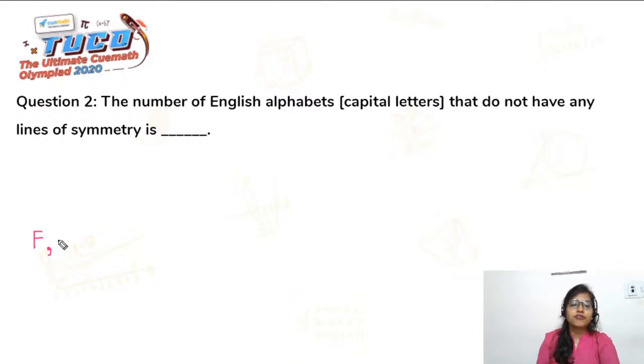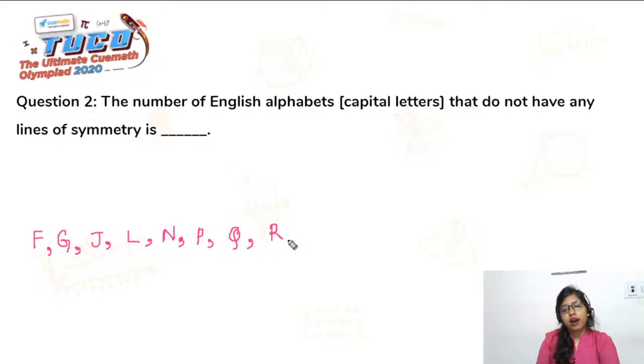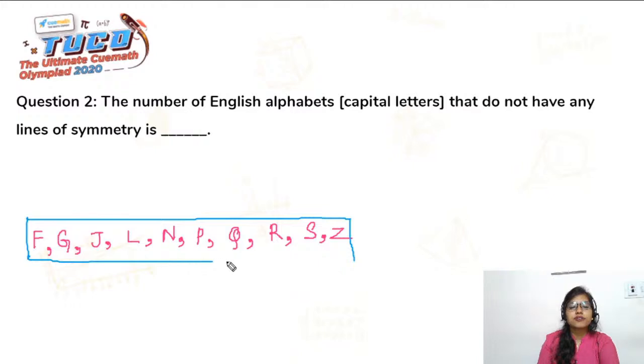So we have F here, we have G here, and then we have J, and then we have L, and then we have N, P, Q, we have R, we have S, and we have Z, okay? If you look into F, either way you will not be able to have symmetrical shapes no matter however you try to divide it. Same goes with G, J, L, N, P, Q, R, S, Z. So altogether, these are the set of letters which do not follow any lines of symmetry.